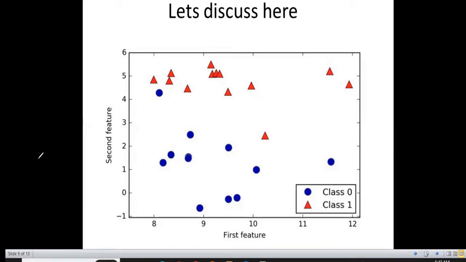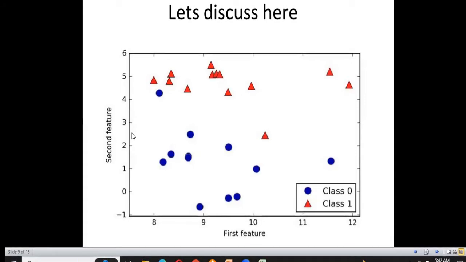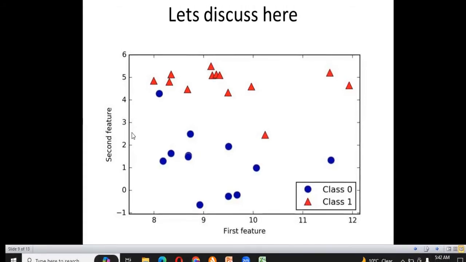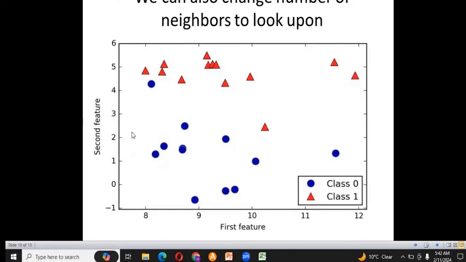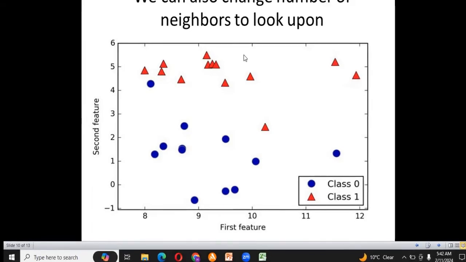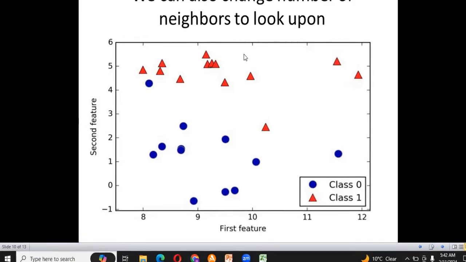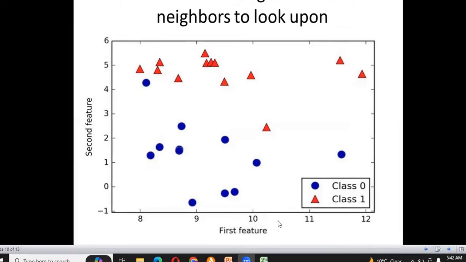Now, one thing to remember, sometimes we may have to look at more than one nearest neighbor. Let's discuss in the next slides. We can also change the number of neighbors to look upon, because let me explain this.